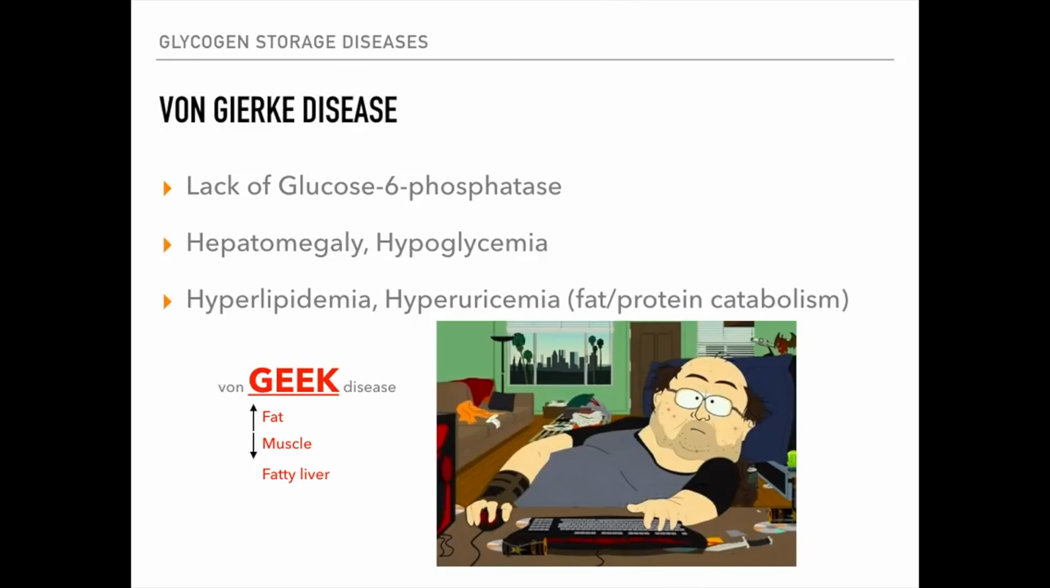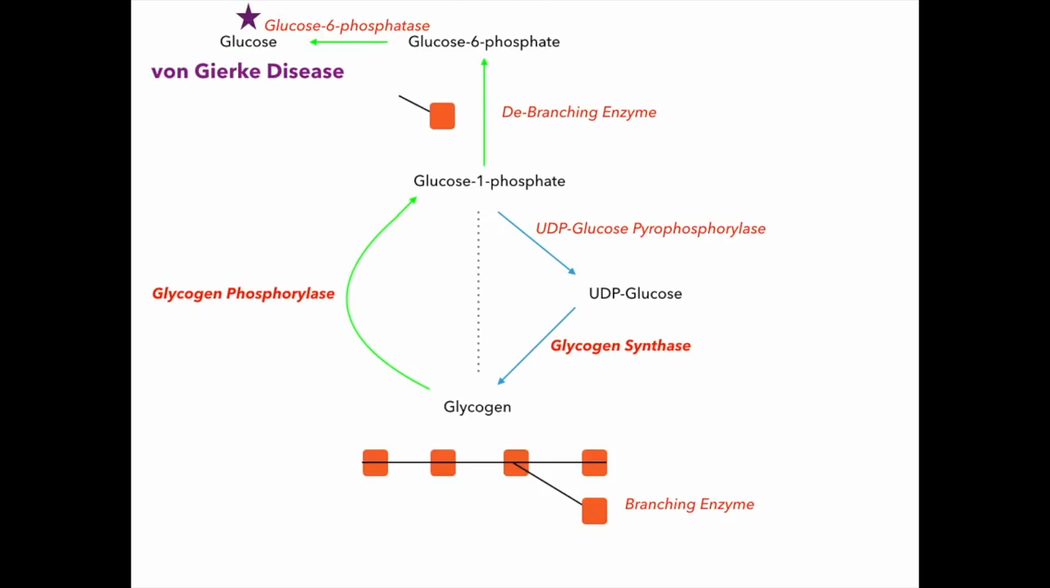So this is what we see in von Gierke disease, also known now as von Geek disease. Hyperlipidemia, because he's fat, hyperuricemia, because we're breaking down muscle and causing uric acid to be released, and fatty liver because he does not take care of himself. That is von Gierke disease due to a lack of glucose 6-phosphatase. So that's what we talked about so far, right? The purple star was von Gierke disease.